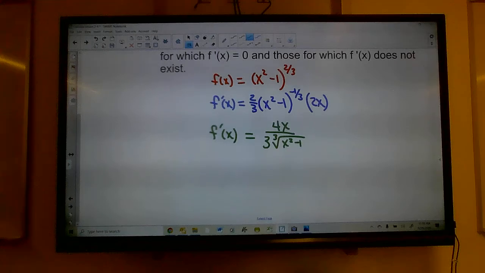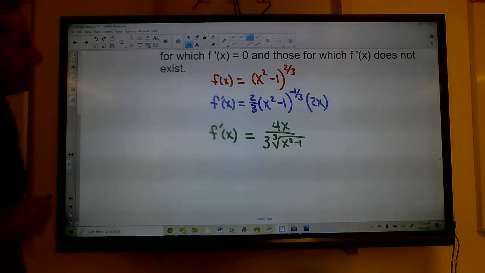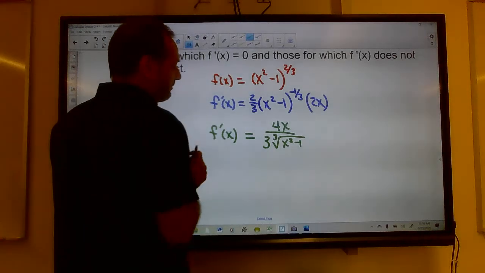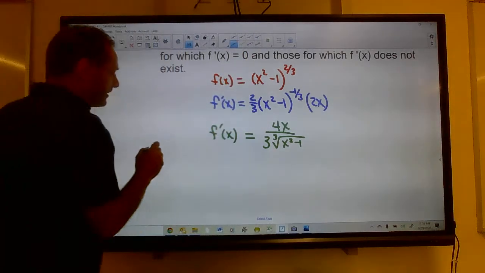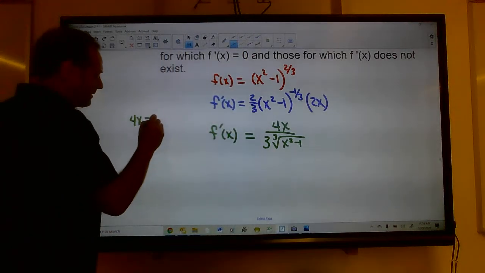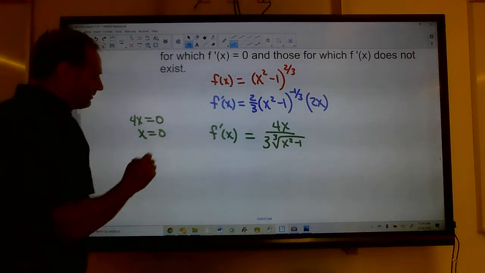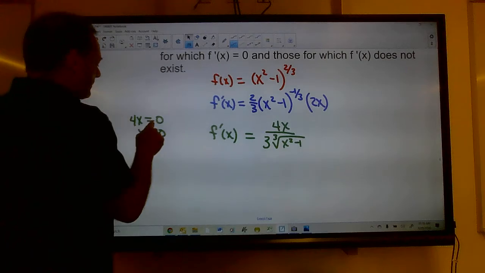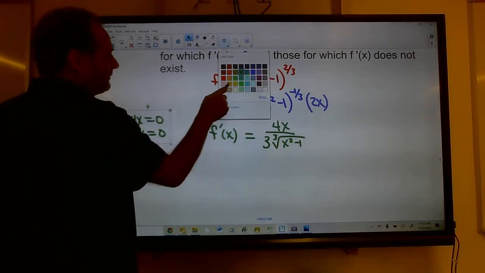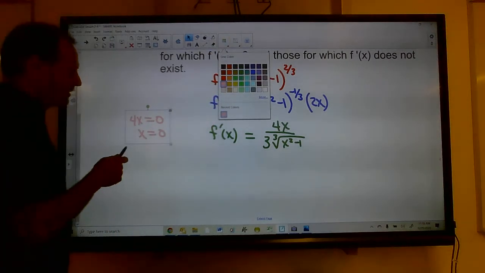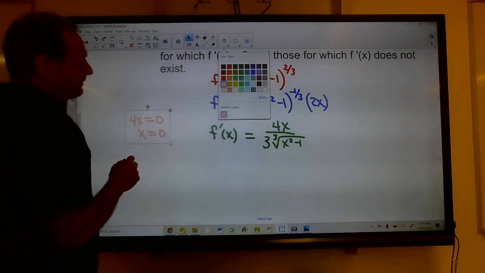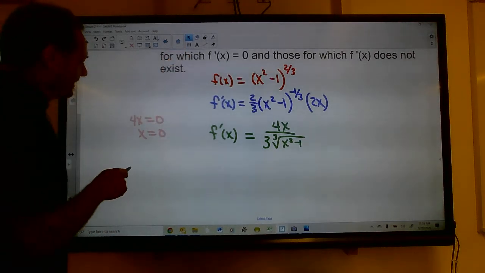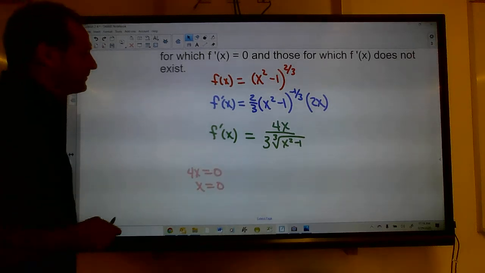Now, we were supposed to find when is f prime of x equal to 0. Well, it's equal to 0 when the numerator is equal to 0. So when is the numerator equal to 0? 4x equals 0 means that x is 0. So when x is 0, then I get f prime is 0. So that answers the first question right there.